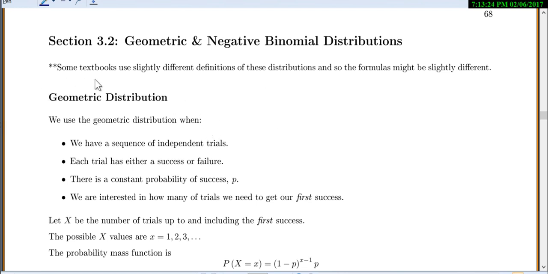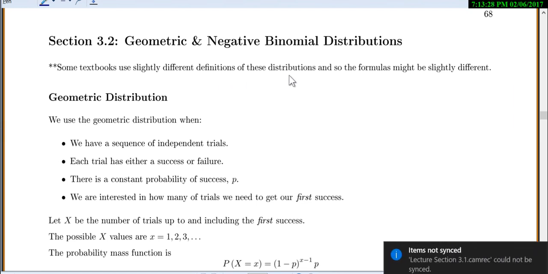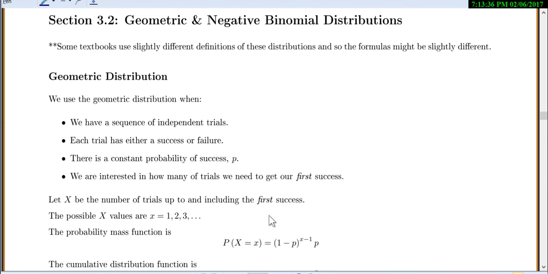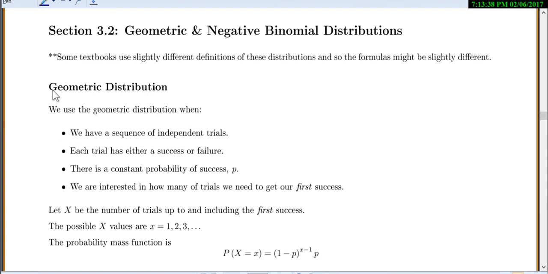And just to note that different textbooks use different definitions of these distributions, and so their formulas might look different. It all comes down to the same thing. It's just what kind of letters and symbols you're using. So first, let's do the geometric distribution.